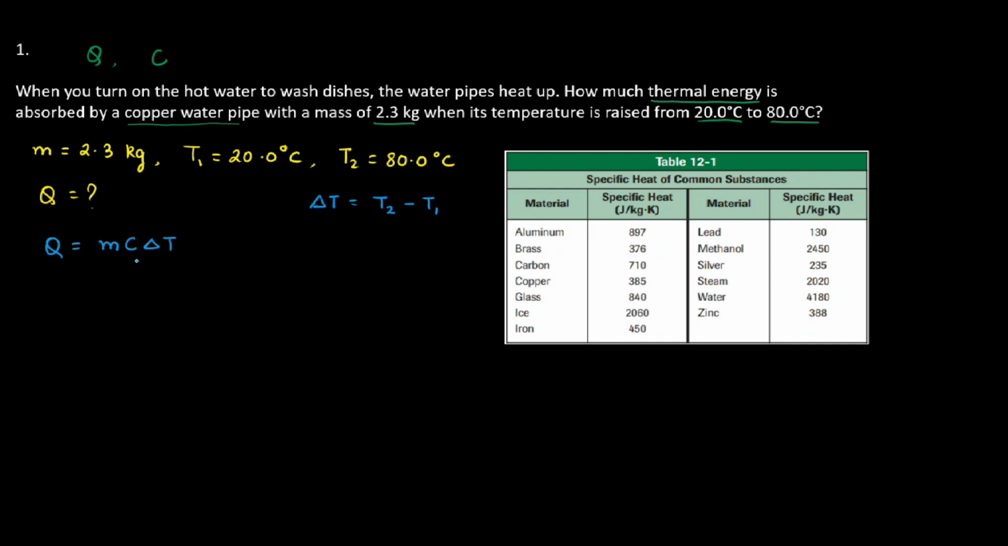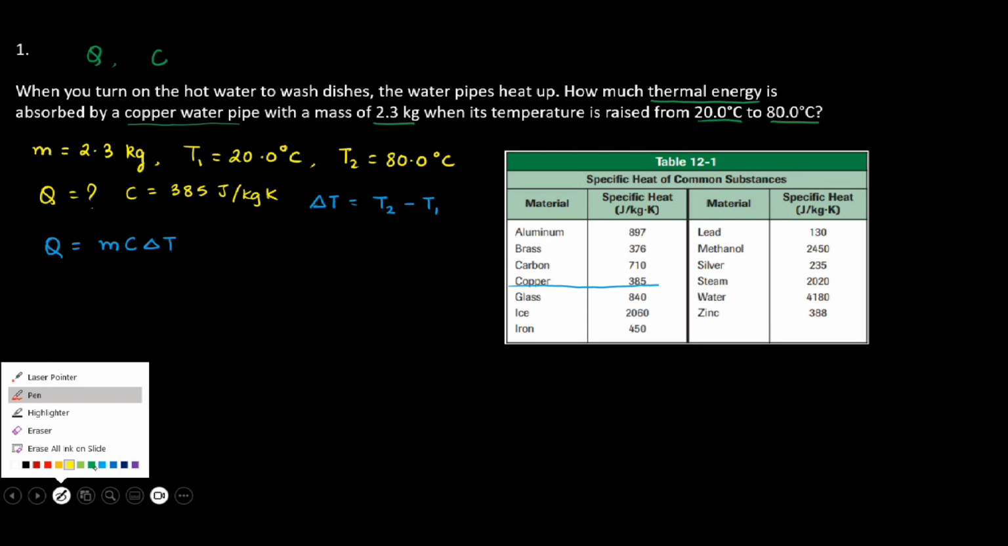Specific heat capacity, on the other hand, they should give this to you in the question, or they will give you a table like this that has the specific heat capacity of different substances. Here I have copper, so I will find the specific heat capacity of copper here, which is 385 joule per kg Kelvin. So let us write down C from the quantity given to us. C for copper will be 385 joule per kg Kelvin.